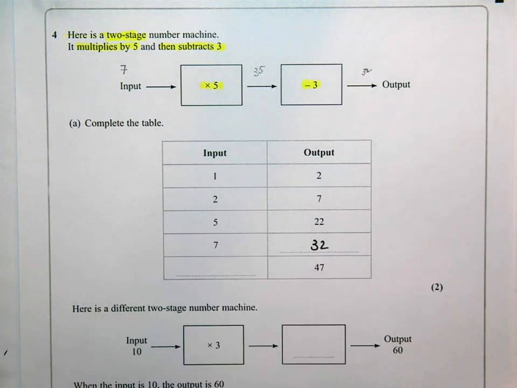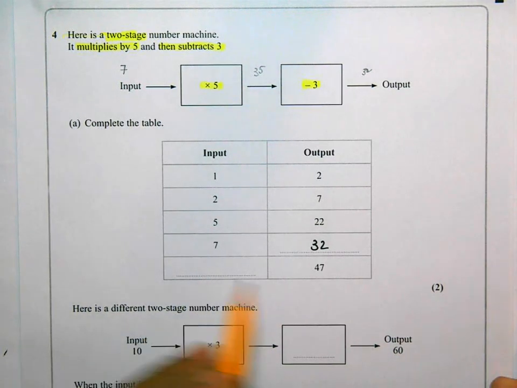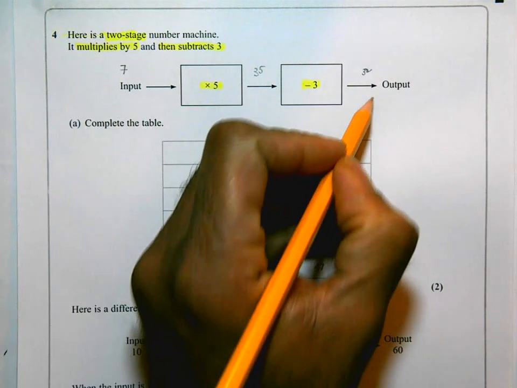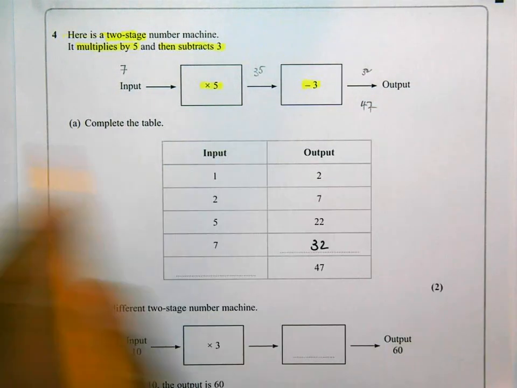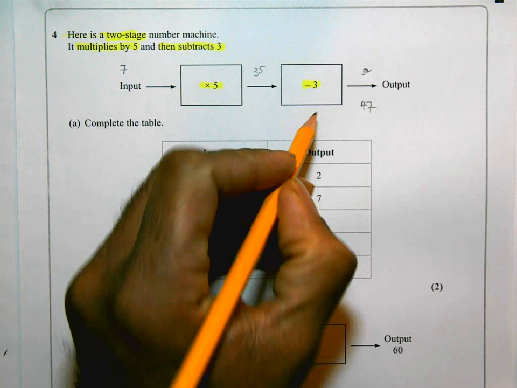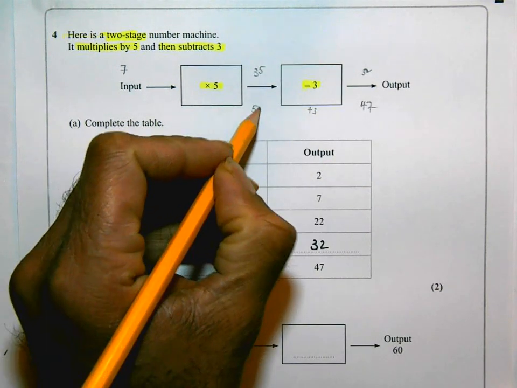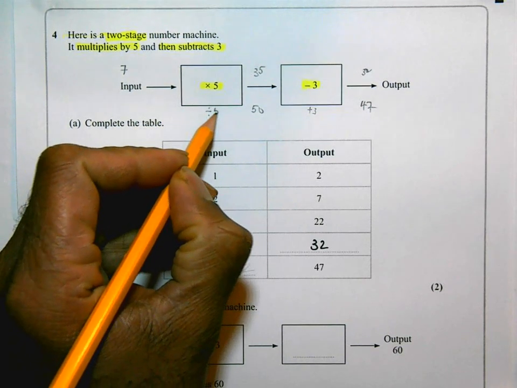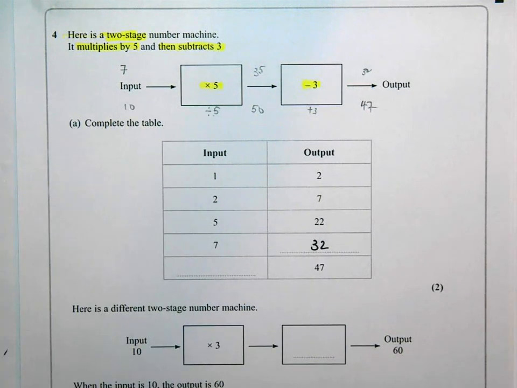Then looking at this other blank, I need to work out what should go in if 47 comes out. So if 47 comes out, I need to work backwards through this. So working backwards, I do the opposite. I'm going to add 3 to 47, which is going to give me 50. And then instead of timesing by 5, I'm going to do the opposite of that, which is divide by 5. And 50 divided by 5 is 10. So the input for that is going to be 10.